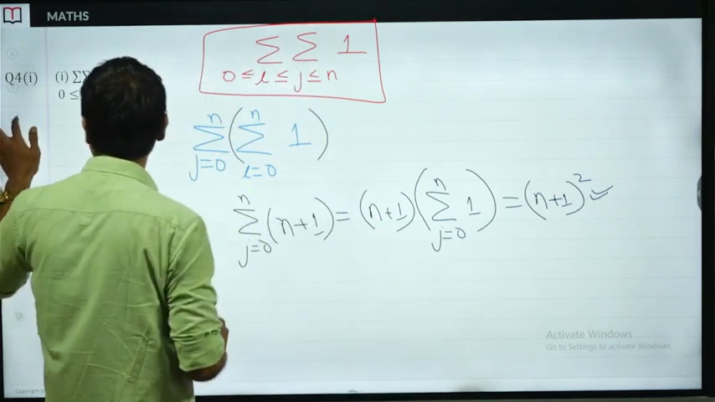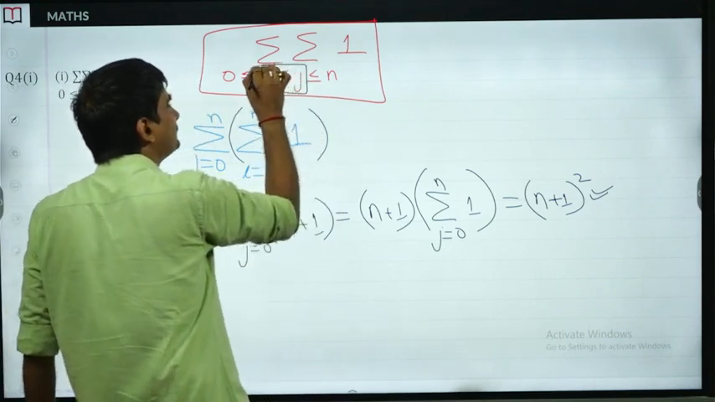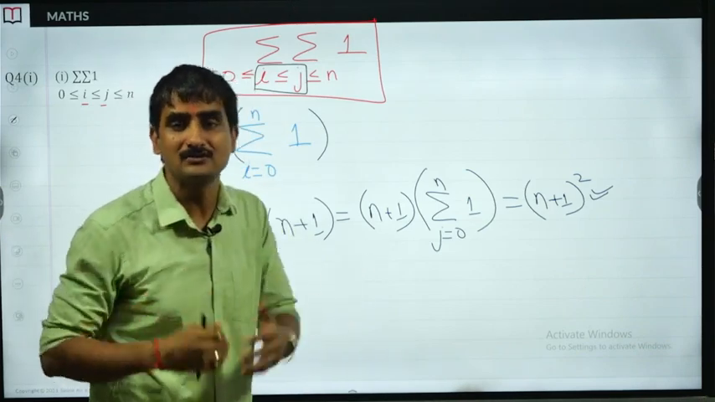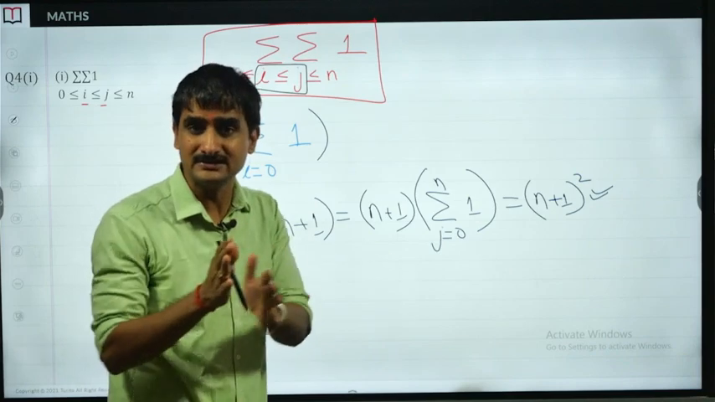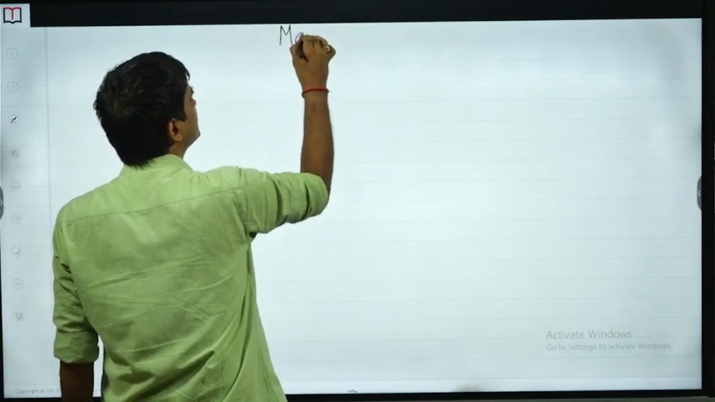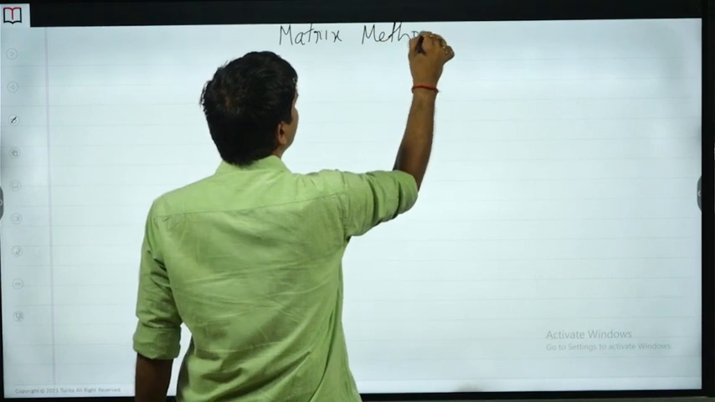But since that's not the case, so what are we going to do here? Because here it is told that i is less than or equal to j. So there is a relation between i and j. So for that case, see, what I actually want to discuss here is the matrix method. Now what is matrix method?